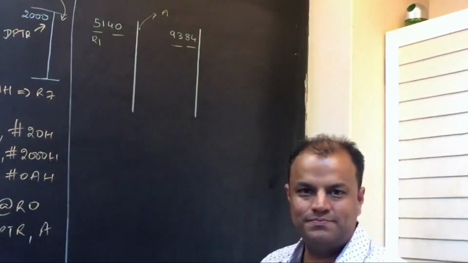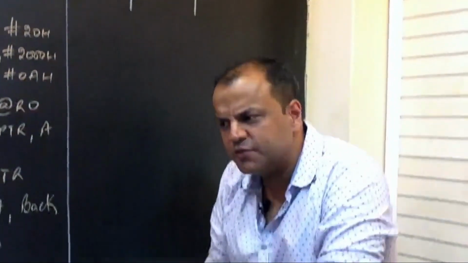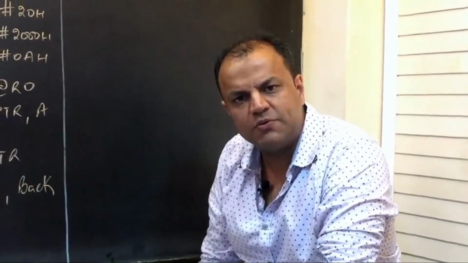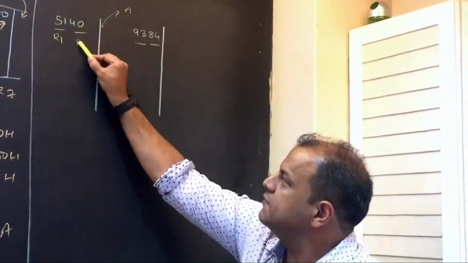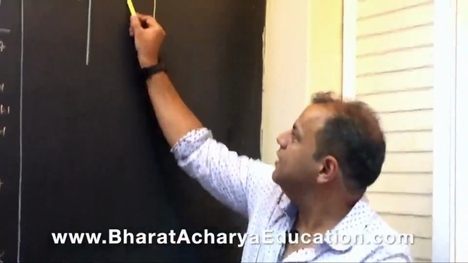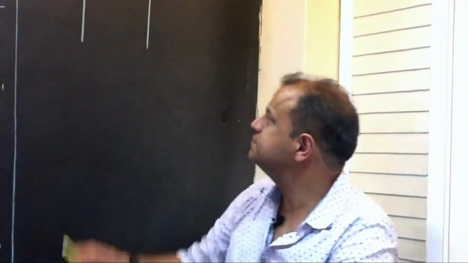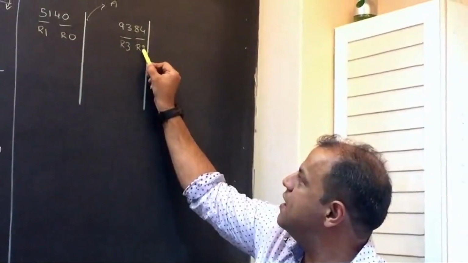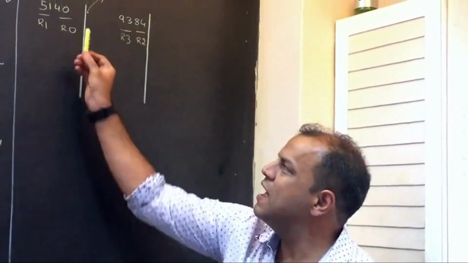Initialize R1 with 51. The moment I say this, students say, oh, you again using R1, R0. I'm not using them as pointers. I'm just using them as ordinary registers. Okay? Initialize R0 as 40. Initialize R3 as 93. Initialize R2 as 84. So what happens?